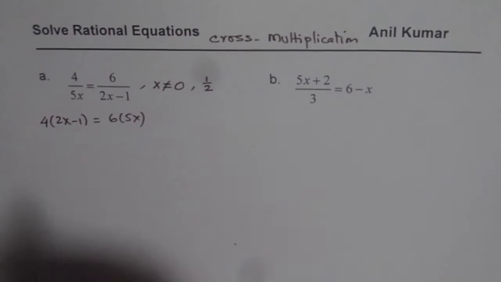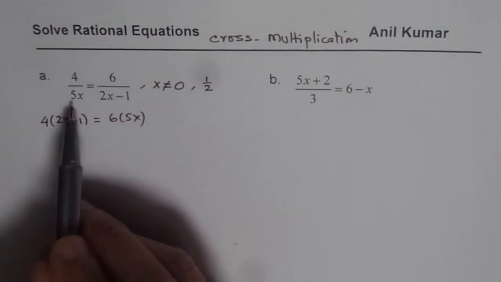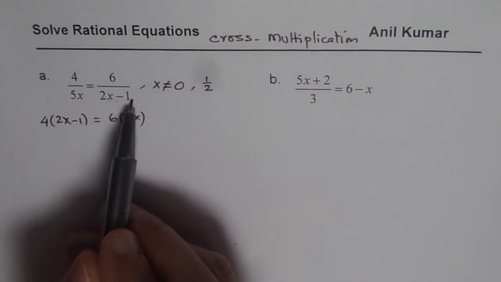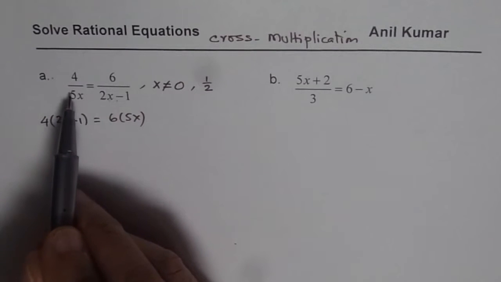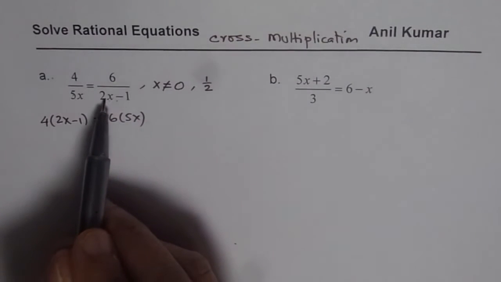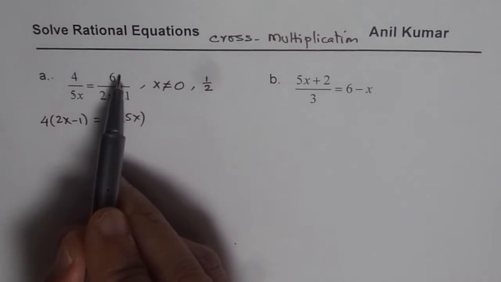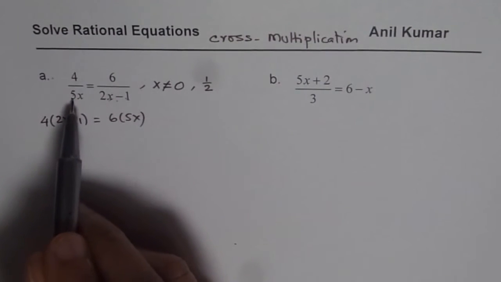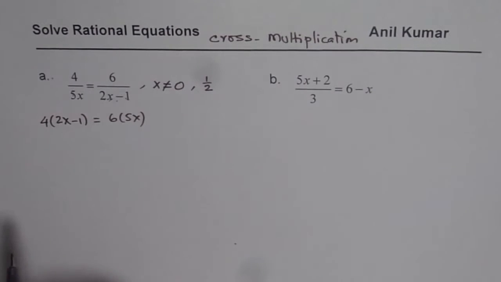In a way, we multiplied both sides by the common denominator, which is 5x times 2x minus 1. On the left side, 5x gets cancelled. You are left with 2x minus 1. On the right side, 2x minus 1 gets cancelled. You are left with 5x. So that is the result.